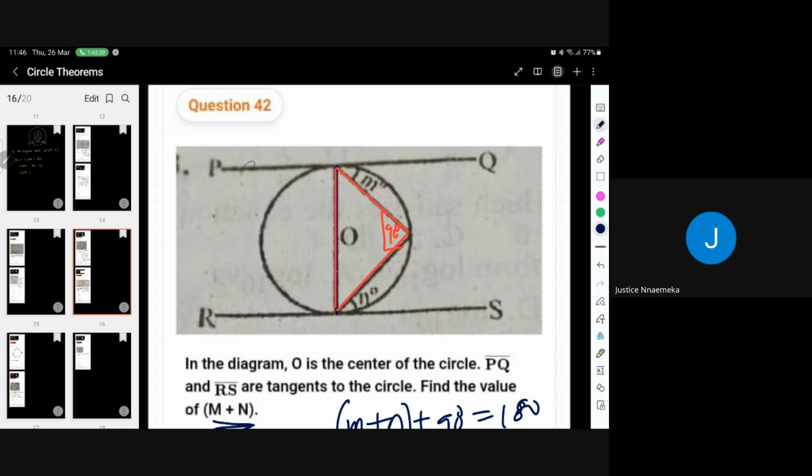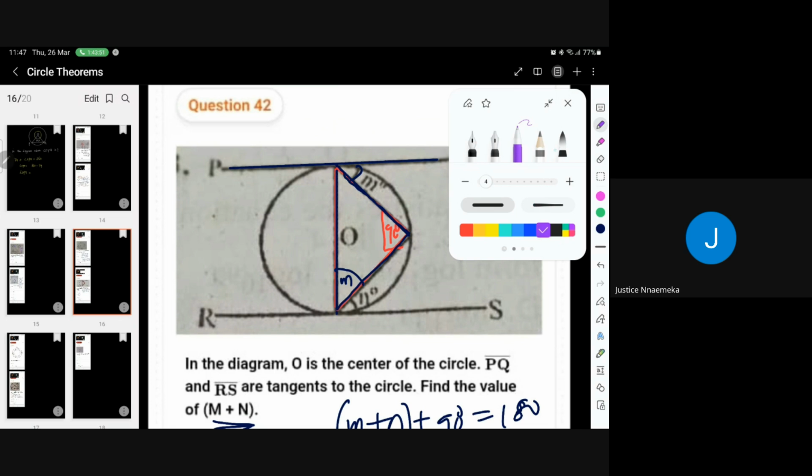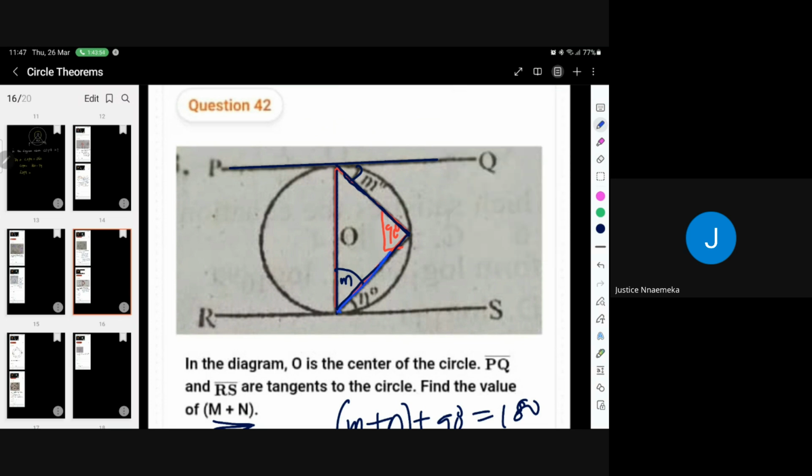Now the next one, look at this. This is a tangent. Now this is a chord. You have a chord here, and that chord is forming an angle, and that angle they wrote here is m. Now this same chord forms an angle. This is a line, so here as well is m. Alternate segment theorem. Look at another chord. Here is a chord running through here. There's an angle here, n. That same chord forms an angle here, and that angle is also n.